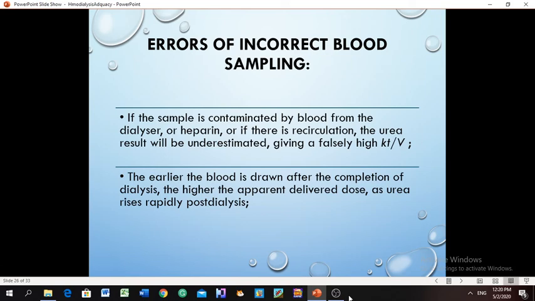Errors of incorrect blood sampling. If the sample is contaminated by blood from the dialyzer or heparin, or if there is recirculation, the urea result will be underestimated, giving a falsely high KT/V. The earlier the blood is drawn after the completion of the dialysis, the higher the apparent delivered dose, as urea rises rapidly post-dialysis.